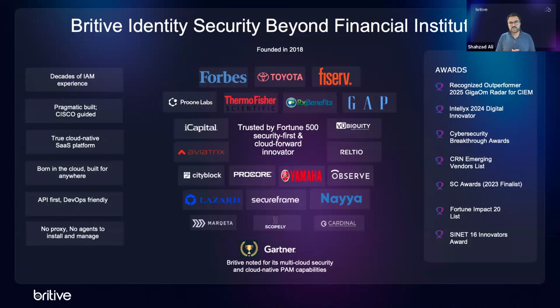So going beyond the financial institutions, you can see we have acquired a lot of large logos and are helping a lot of customers implement the best IAM practices, right? The company was founded in 2018. We have decades of experience building and working very closely with large enterprises and customers, building their IAM best practices. The product itself was built by talking to real customers about their real pain, talking to CISOs, what they see out there, and where the industry was heading.